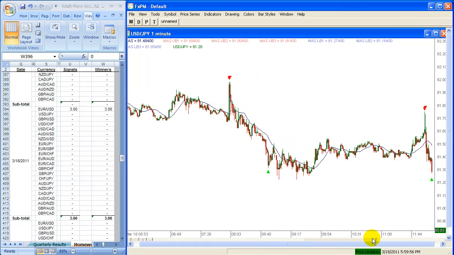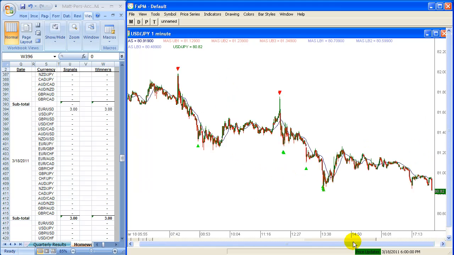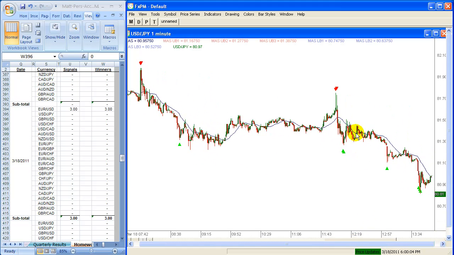So again, you can see here that we had a sell signal and a buy signal, both of those working out. So 1, 2, 3, 4 signals, 5 signals. This one would have been a low of 81.10, and we got up here to 81.19. Don't know that we got 81.20.